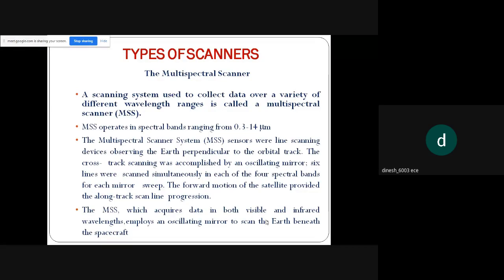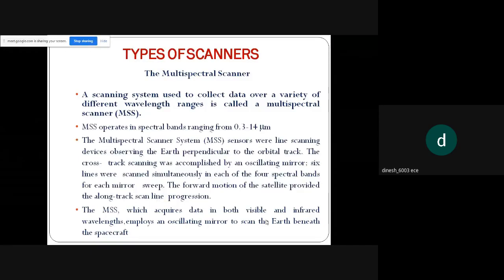The multispectral scanner uses sensors that are placed in line, observing the Earth perpendicular to the orbital track. Along the orbital track, these sensors will be placed in line. The cross-track scanning will be accompanied by an oscillating mirror.